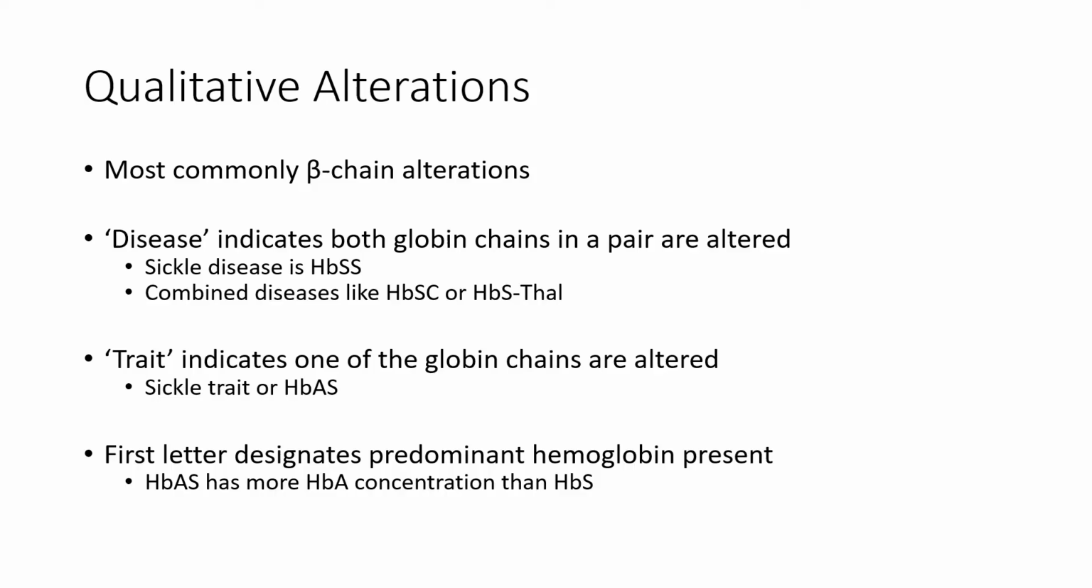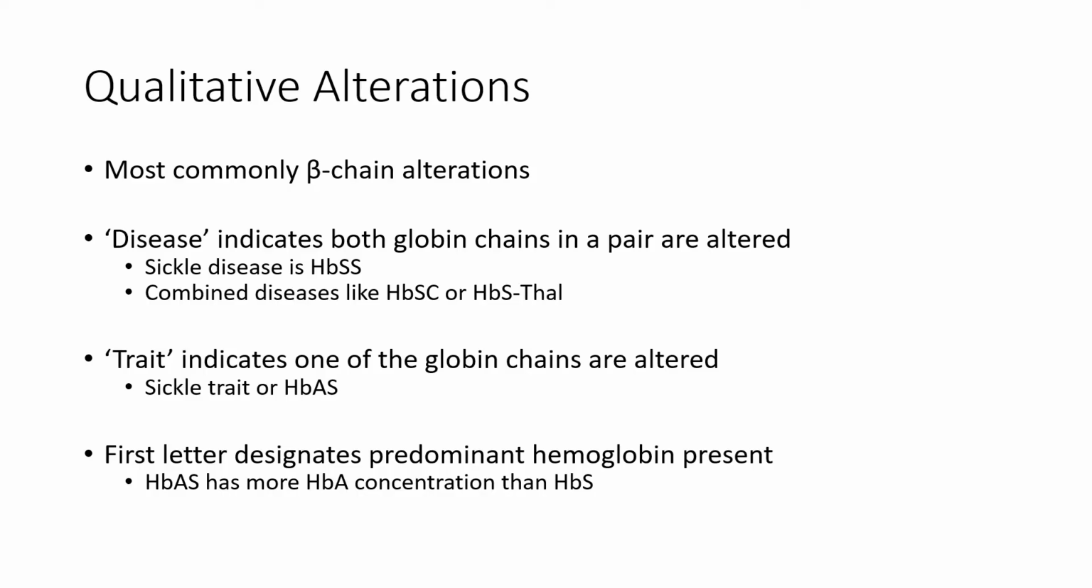We use the term disease to signify both globin chains in a pair are altered. For example, sickle cell disease is the result of both beta globin chains in the hemoglobin tetramer being defective. This may also apply to combined disorders such as hemoglobin SC disease, where one beta globin chain has the sickle cell mutation and the other beta globin chain carries the hemoglobin C mutation. The term trait is used to indicate one of the globin chains in a pair are altered.